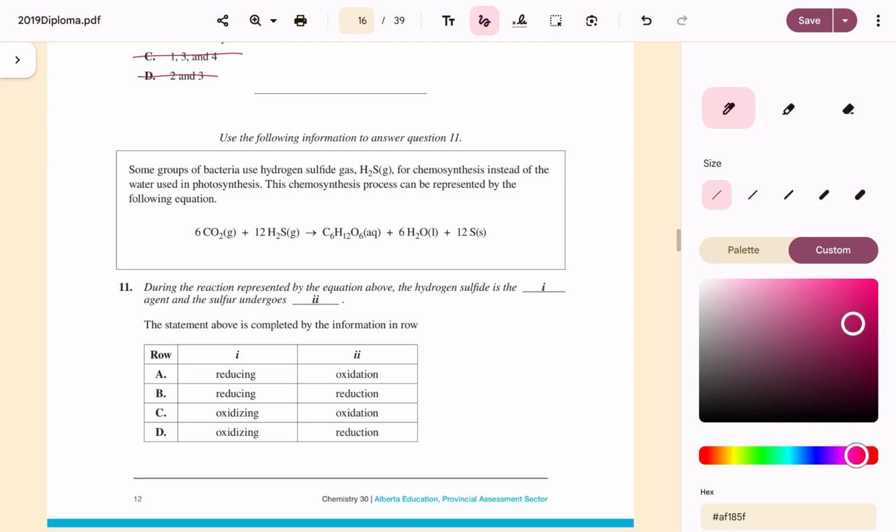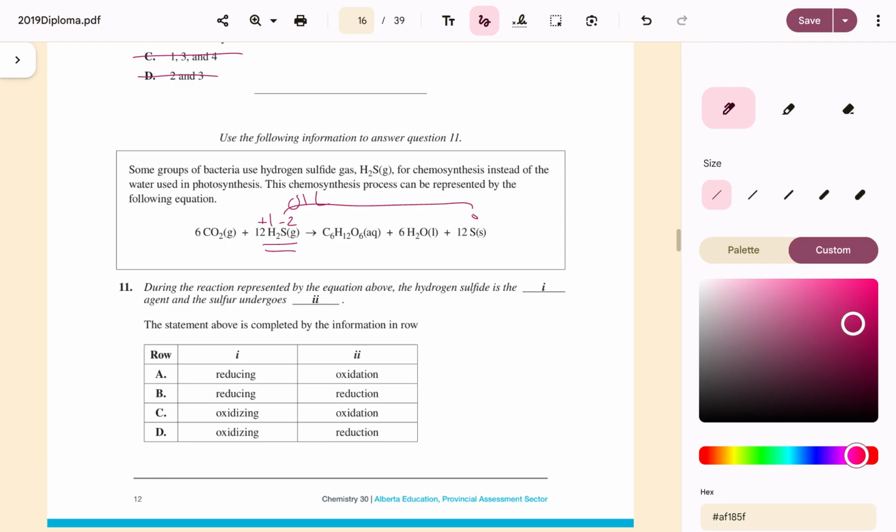So with this part, to be really quick, I would focus on just the sulfide. You could do the whole thing with oxidation numbers, but because it's just asking you about the hydrogen sulfide, what you can see is that your sulfur is going from -2 to 0. So it is losing electrons because it's becoming more positive.